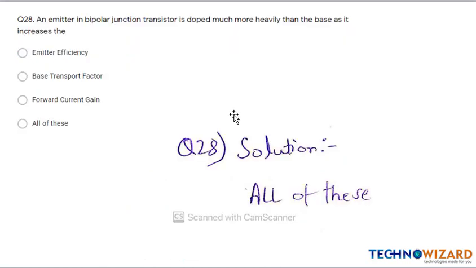Question number 28. An emitter in a BJT transistor is doped much more heavily than the base. It will always increase the emitter injection efficiency, base transport factor, and also the current gain. Therefore, all of these is the correct answer here.